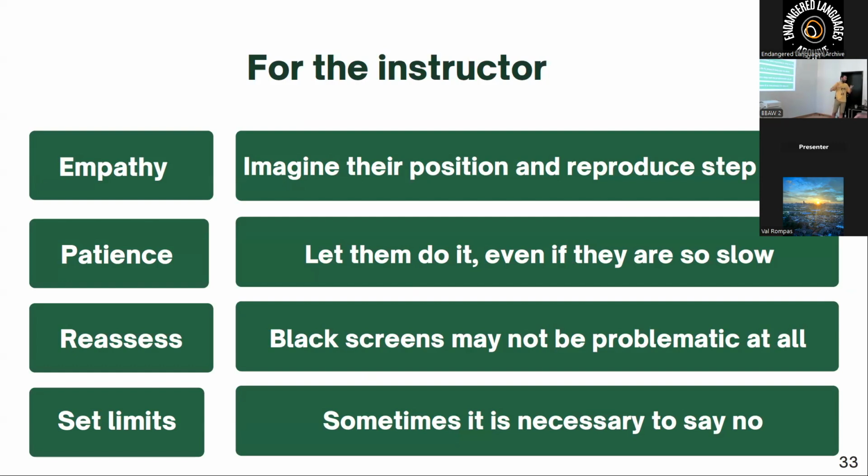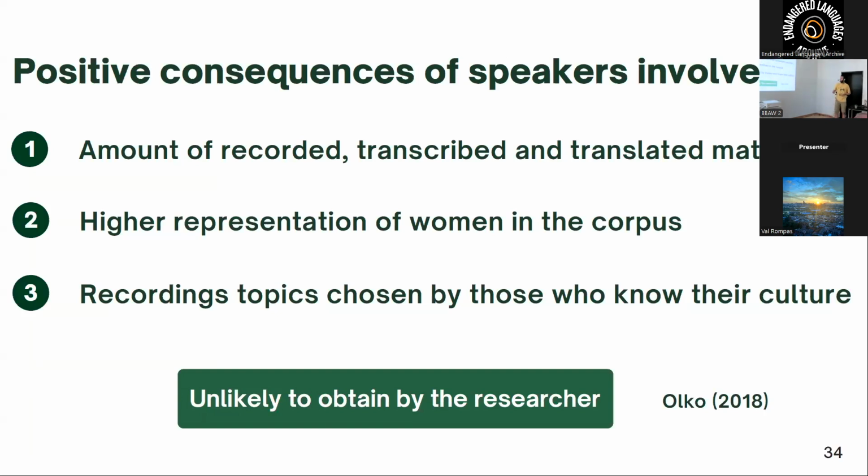Patience is also very important. I've been sitting with them, just waiting for them to find a keyboard key, maybe for 30 seconds or a minute, and getting stressed. But in all cases, it was best to just let them do it, even if it's so slow, because it's the way to learn.